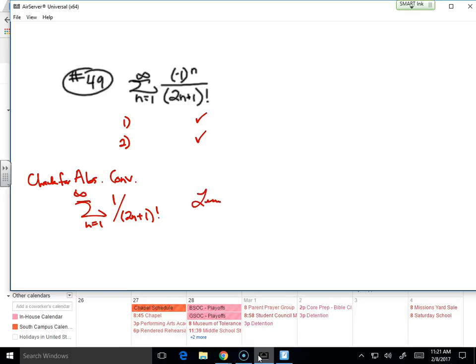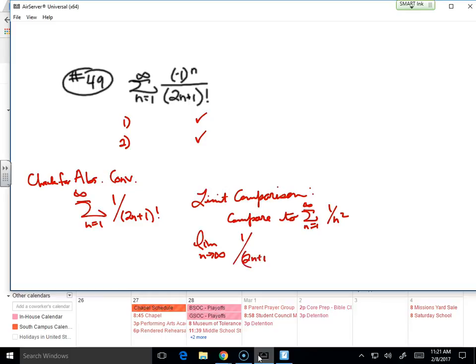If it makes it easier, limit comparison. Because it goes like 1, 1/2, 1/6, 1/24. Well, I was just liking limit comparison. You don't actually have to think about which one's bigger or smaller for every single individual term. So I was going to compare to the series n equals 1 to infinity of 1 over n squared. What would happen is you take the limit as n goes to infinity of 1 over (2n plus 1) factorial times n squared over 1.